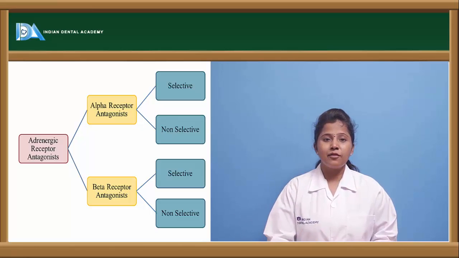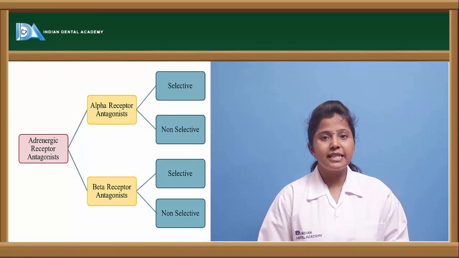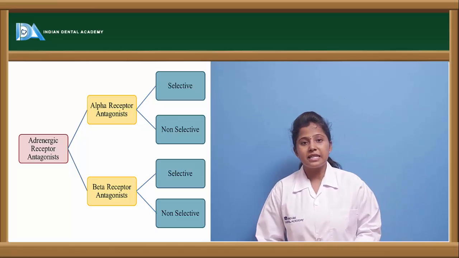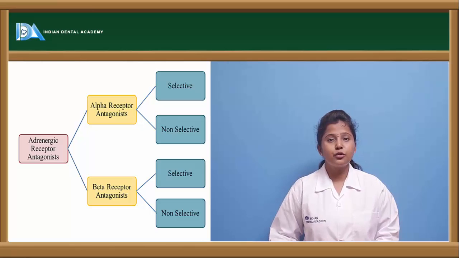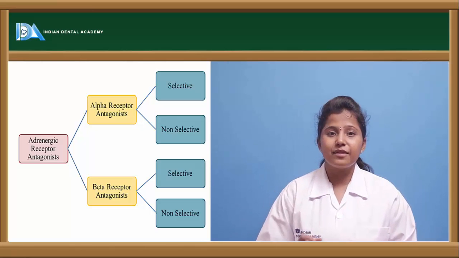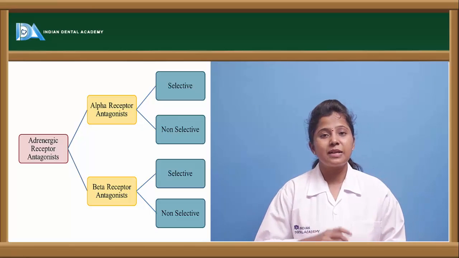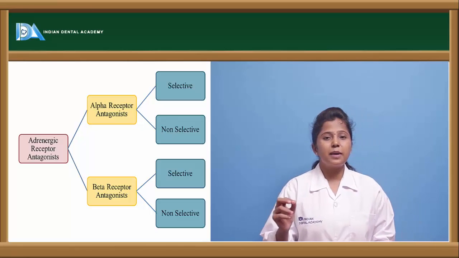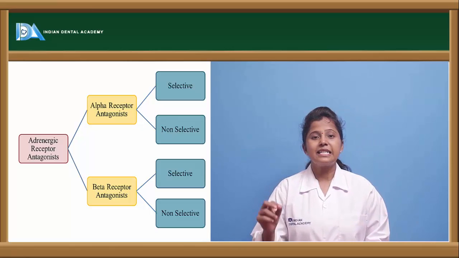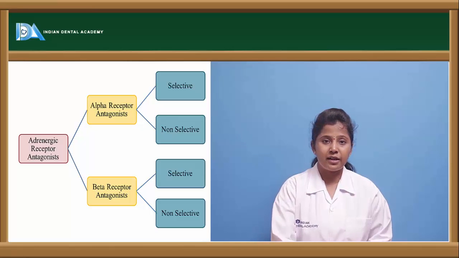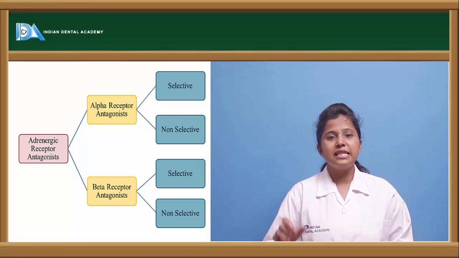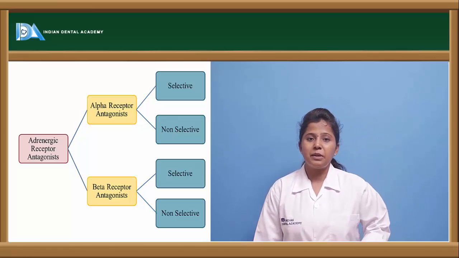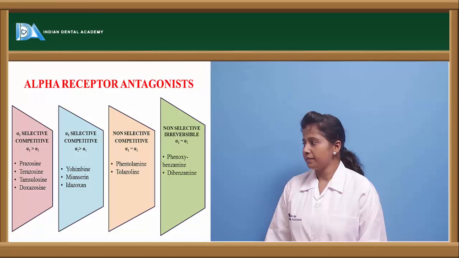We have already discussed that alpha receptors are of three types, 1, 2 and 3, whereas beta receptors are also of three types, beta 1, 2 and 3. A selective alpha receptor antagonist will bind to only a particular alpha receptor. Like if a drug is binding to the alpha 1 receptor, we say it is a selective alpha 1 receptor antagonist. Whereas non-selective drugs are the drugs which bind to all the three alpha receptors. The same is applicable to beta receptors also.